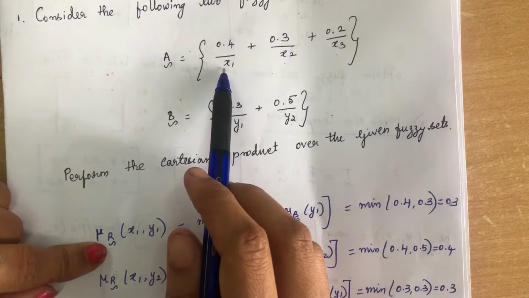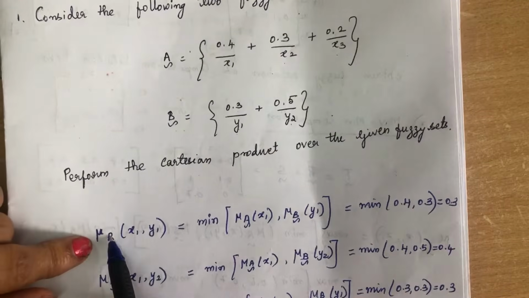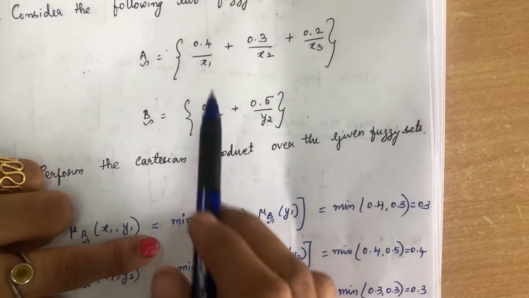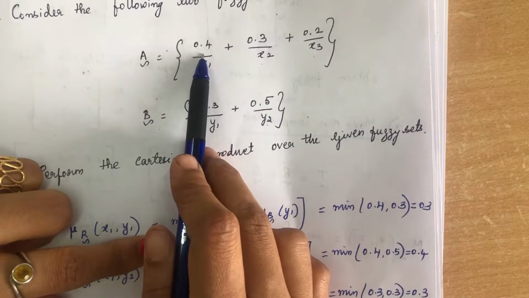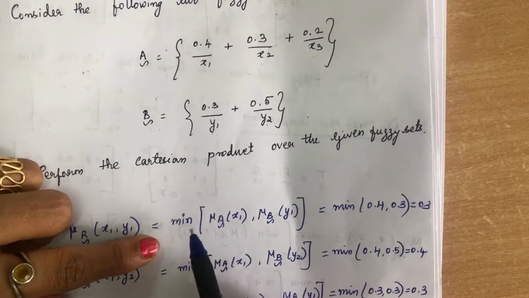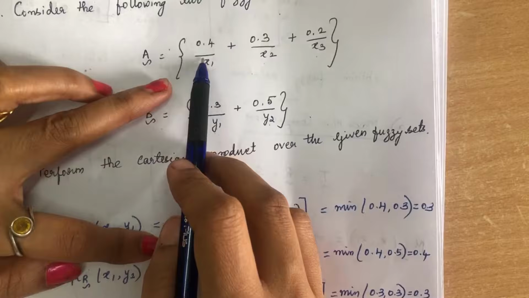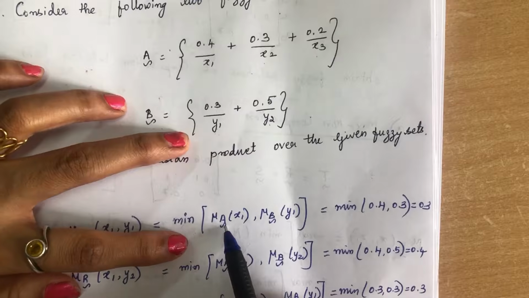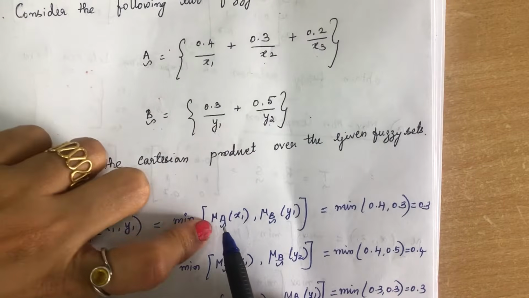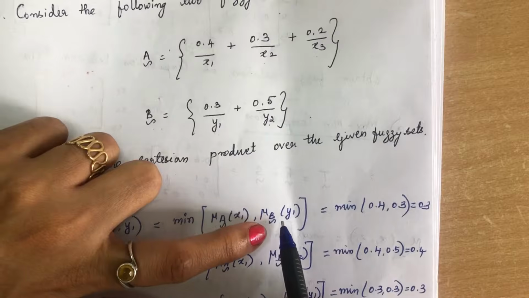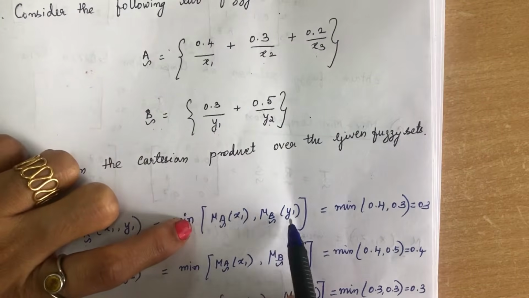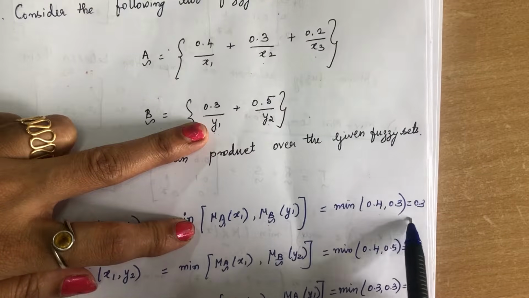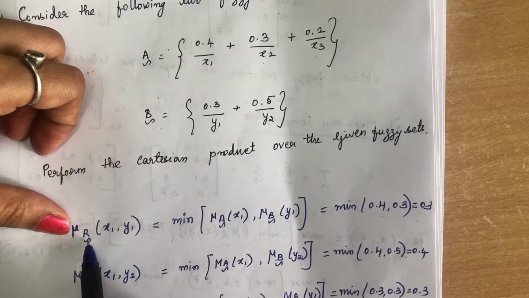First we take the ordered pair x1 and y1. The membership value R of x1 comma y1 is the minimum of the membership value of x1 in A and the membership value of y1 in B. The minimum of 0.4 and 0.3 is 0.3. So this is the membership value for x1 and y1.